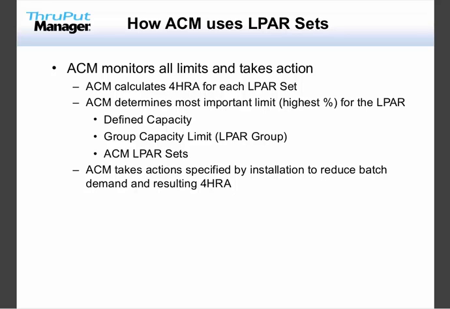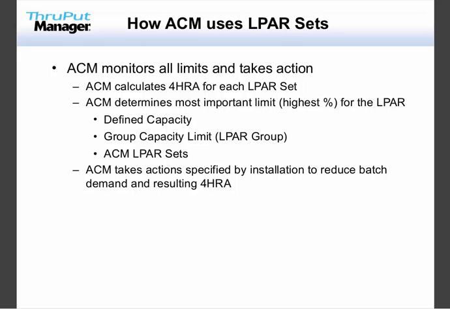Every 5 minutes on every LPAR in the JESPLEX, ACM calculates the 4-hour rolling average for every LPAR set of which the LPAR is a member. If the LPAR is also a member of an LPAR group or has a defined capacity, ACM calculates the 4-hour rolling averages for the LPAR group and the LPAR. Next, ACM determines the percentage of each limit that has been reached or exceeded.